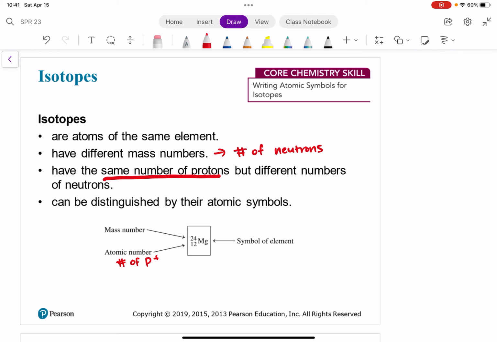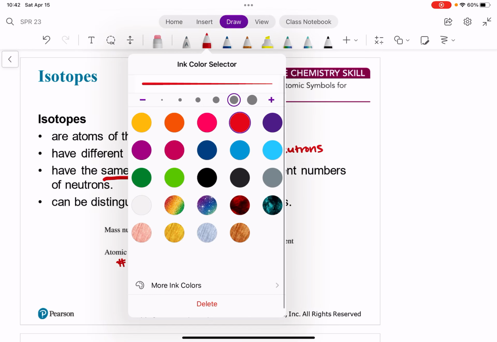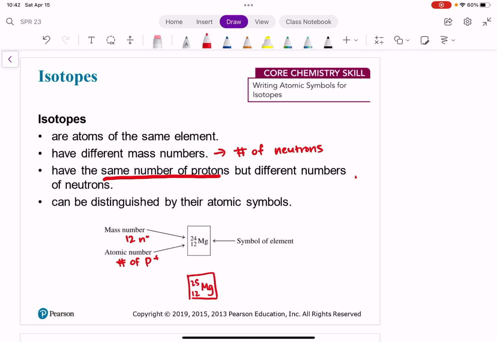But they have different numbers of neutrons, and they can be distinguished by their atomic symbols. So just for an example, maybe you'll see this 25 on top. And how many neutrons does that have? Well, if the mass number is the number of protons plus the number of neutrons, we must have 12 neutrons in this example. 12 neutrons. But in this one, how many do we have? Remember, the number of protons doesn't change. Yeah, we would have 13 neutrons.